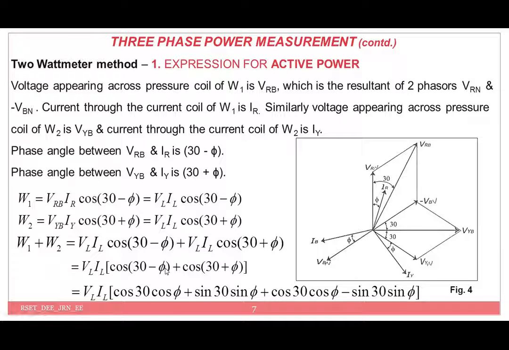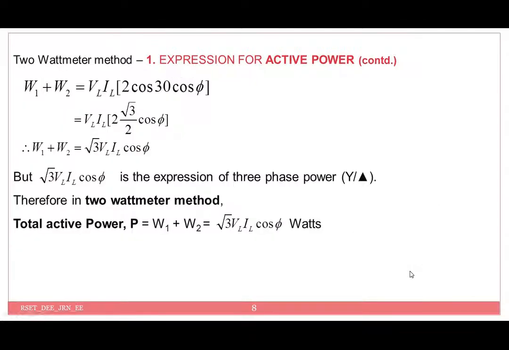Cos A cos B plus sin A sin B, and this is of the form cos(A+B), cos A cos B minus sin A sin B. So expanding, VL IL [cos 30 cos φ plus sin 30 sin φ plus cos 30 cos φ minus sin 30 sin φ]. So these two will get cancelled, and W1 plus W2 can be written as VL IL into 2 times cos 30 into cos φ. And what is cos 30? It is nothing but root 3 divided by 2. So 2 and 2 get cancelled, so you are getting root 3 VL IL cos φ.